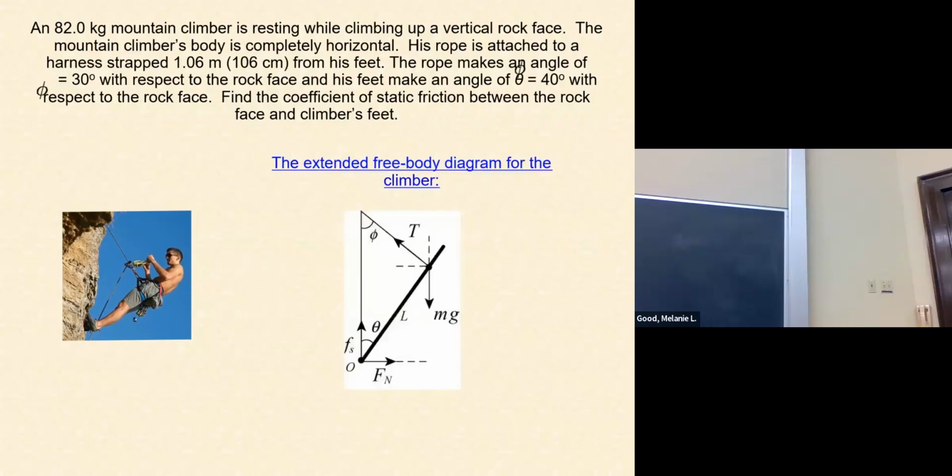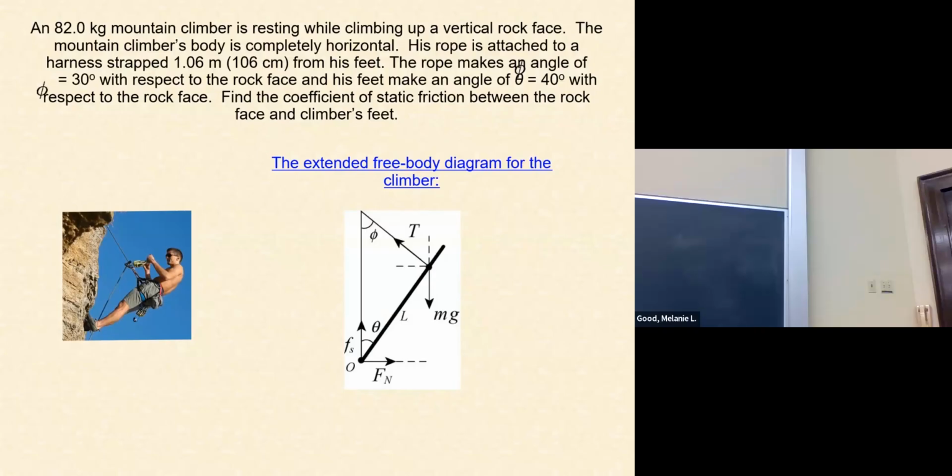Okay? So here's the extended free body diagram that I've drawn. And I've tried to depict where these forces are being applied. The tension force is being applied here, a distance of 1.06 meters from his feet. And I'm going to go ahead and assume that that is also his center of mass, and we'll put the weight force right there. The normal force is exerting a force perpendicular to the rock face, and the static friction force is up, because how would his feet slide? Down, right? So the static friction must be exerting a force up.